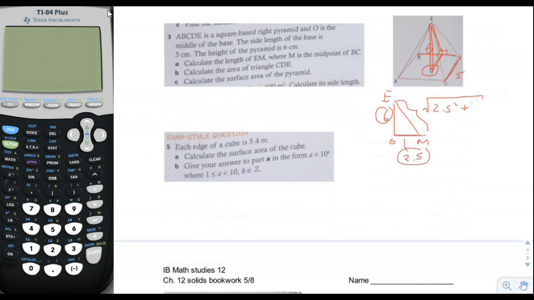So let's calculate that out. 2.5 squared is 6.25, plus 6 squared, which is 36. And the square root of that is 6.5. Okay? All right. And so that's the answer to A.